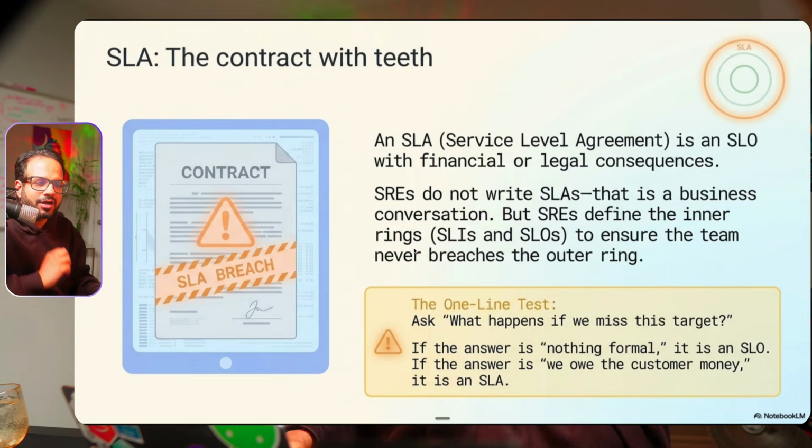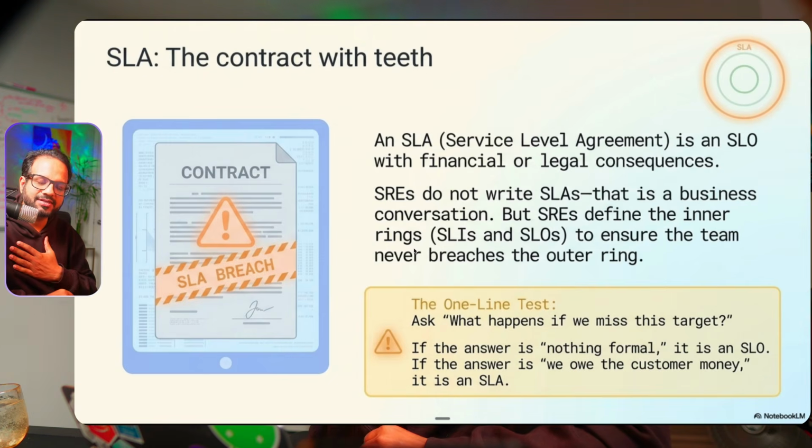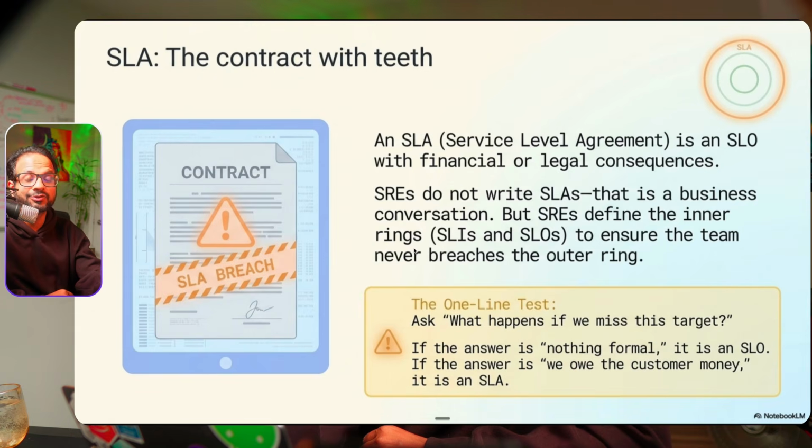Okay, now let's talk about SLA. SLA is the contract between you as the service provider and the customer who is paying for that service. It's a legally binding contract between both parties, and it's not written by SREs. This is a business conversation. Mostly business and legal teams are involved in writing the SLAs. But SREs define the inner rings, which are SLIs and SLOs, to ensure that the team never breaches the outer ring, which is the SLA.